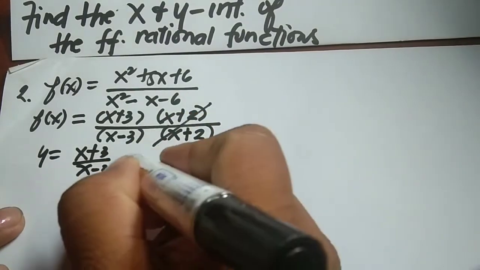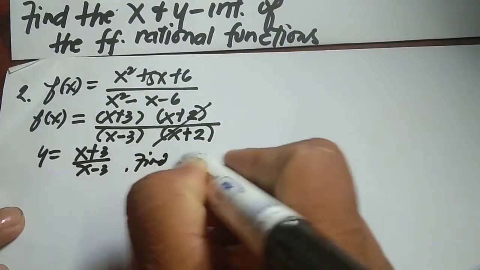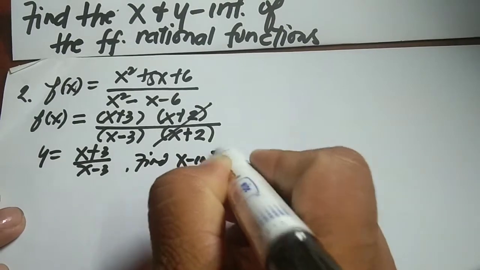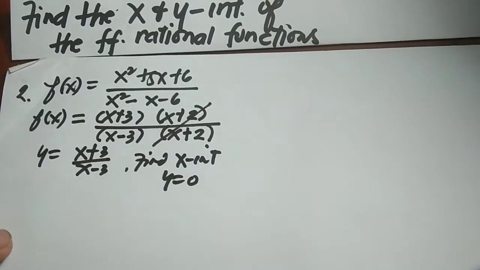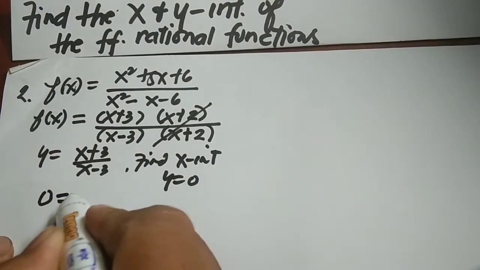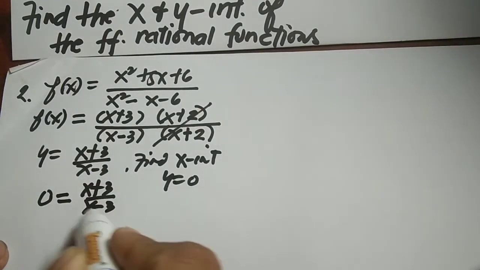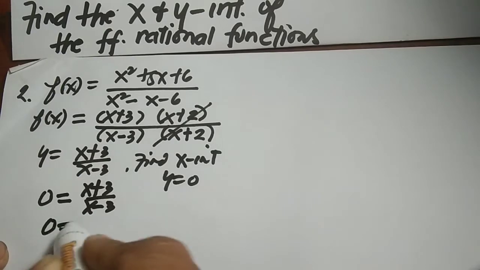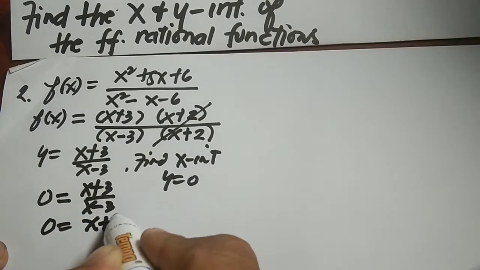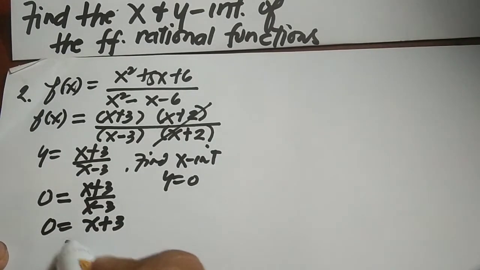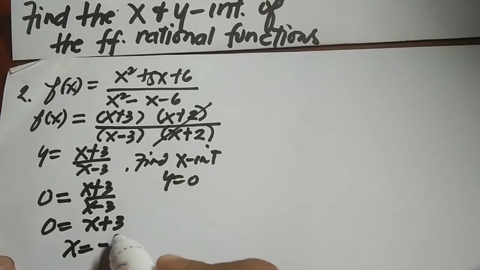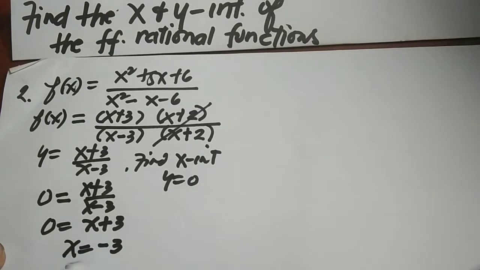So find the x-intercept. Therefore y is 0. So 0 equals x plus 3 over x minus 3. Cross multiply, you have 0 equals x plus 3. Therefore, the x-intercept is at negative 3.